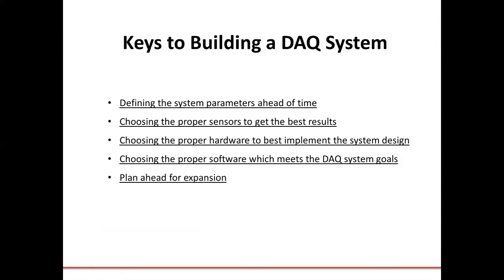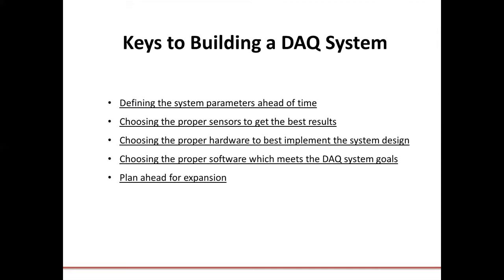Keys to building a data acquisition system. The first thing you must do is define the system parameters ahead of time. It's oftentimes skipped, but a well-planned out system will give you the best results. Choosing the proper sensors will also help greatly because you want to have the sensor so that it can measure your data accurately and within the parameters which you choose.